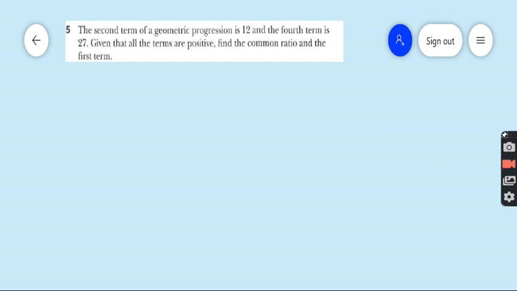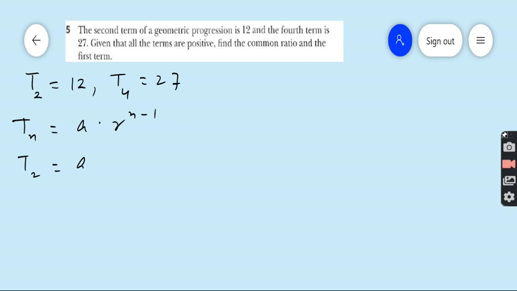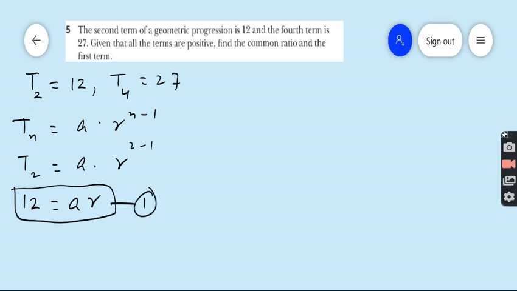The second term of a geometric progression is 12, that is T2 is equal to 12, and the fourth term is 27. Given that all the terms are positive, find the common ratio and the first term. Very easy question. Tn is equal to A R to the power n minus 1. First find T2: A R to the power 2 minus 1. T2 is 12. So A R to the power 2 minus 1 is A R. This is equation number 1.